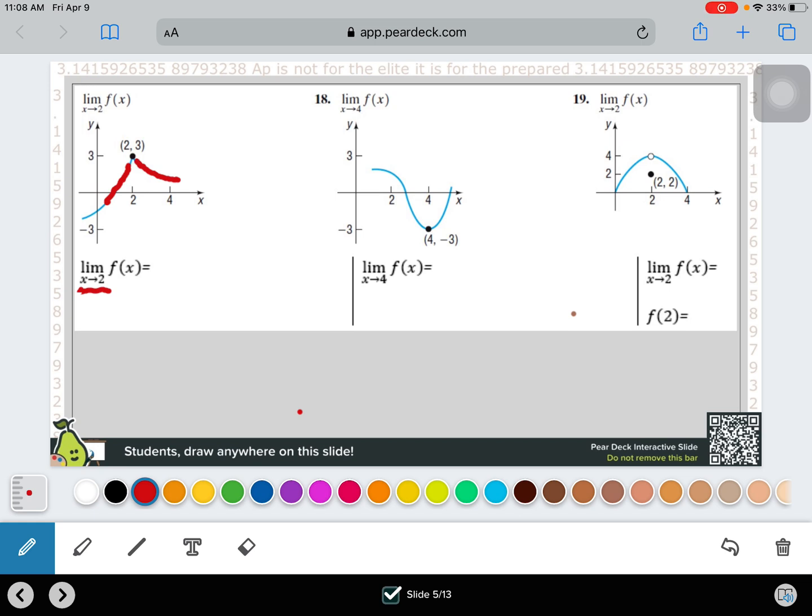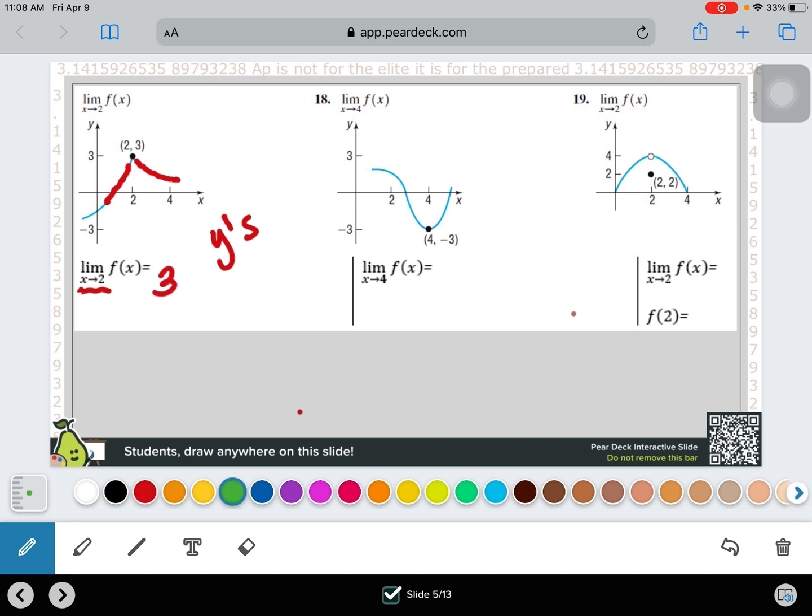So we're thinking about our y values. In this case, as I get really, really close from the left and really, really close from the right, my y values for both of them are going to be 3. So my limit is 3.